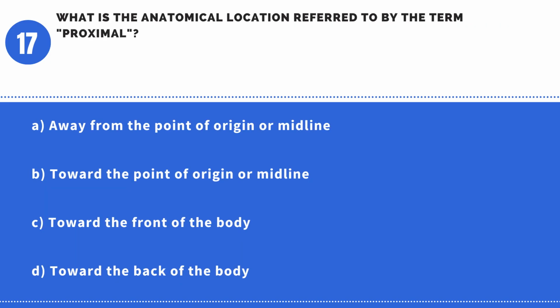Question 17. What is the anatomical location referred to by the term proximal? A. Away from the point of origin or midline. B. Toward the point of origin or midline. C. Toward the front of the body. D. Toward the back of the body.